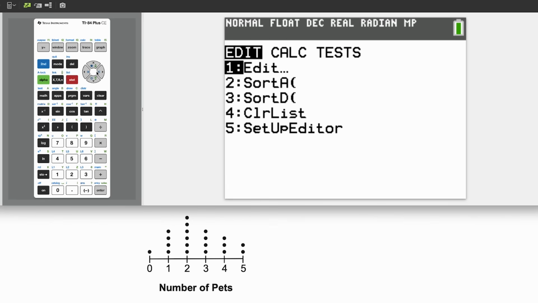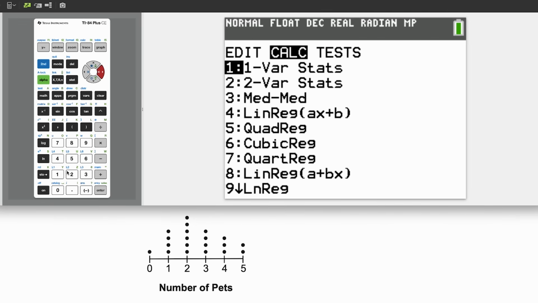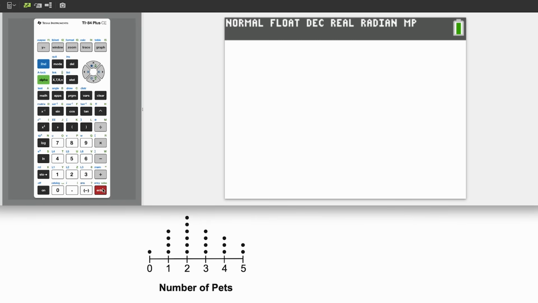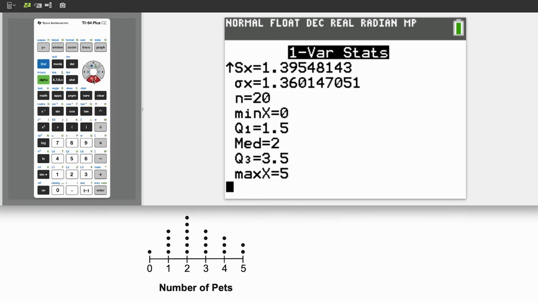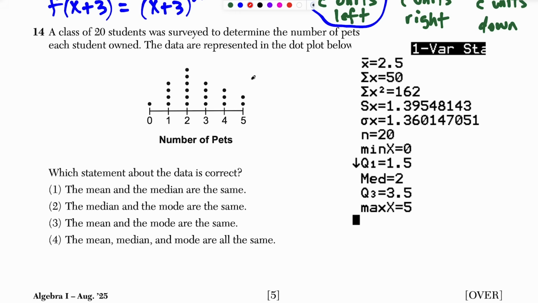So now I go to stats, calculate, one variable statistics. And I press enter through calculate. And this gives me all the values that we need here. Okay, so we have the average, we have the interquartile range we could find with this stuff, the median. So now we just go ahead and answer the question. So I'll write down all these significant values here.